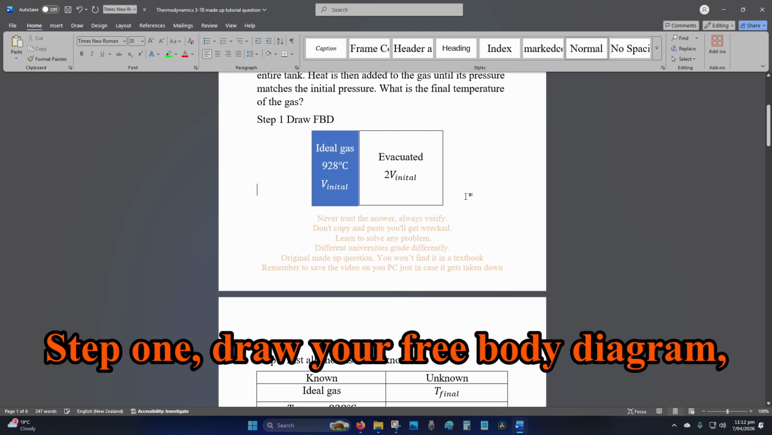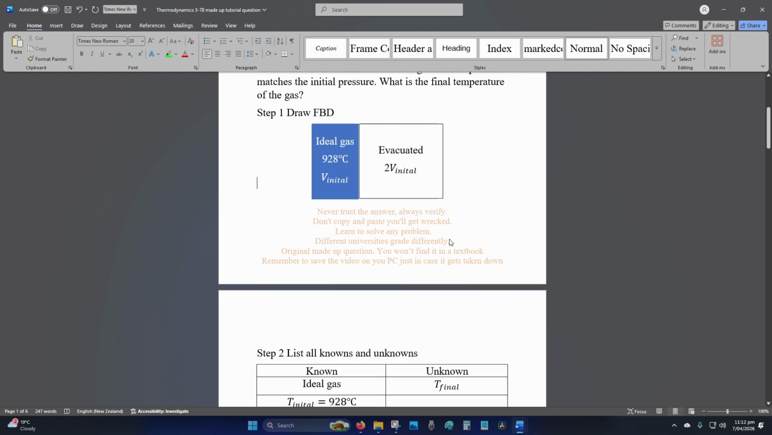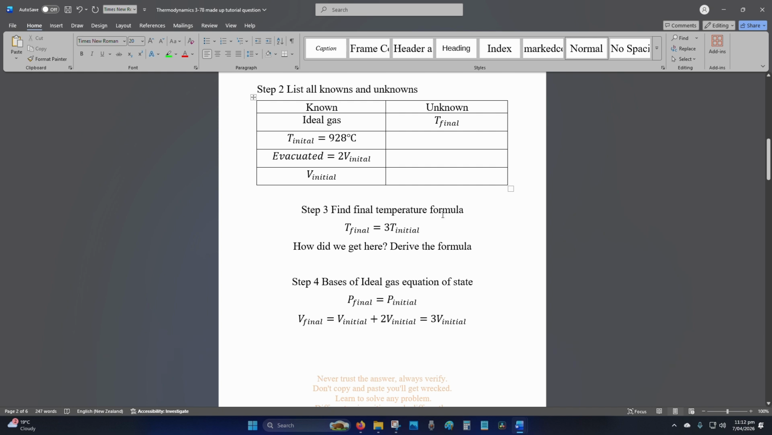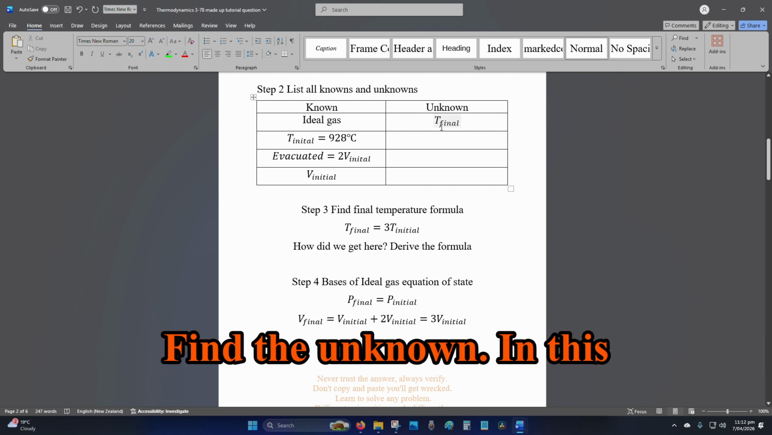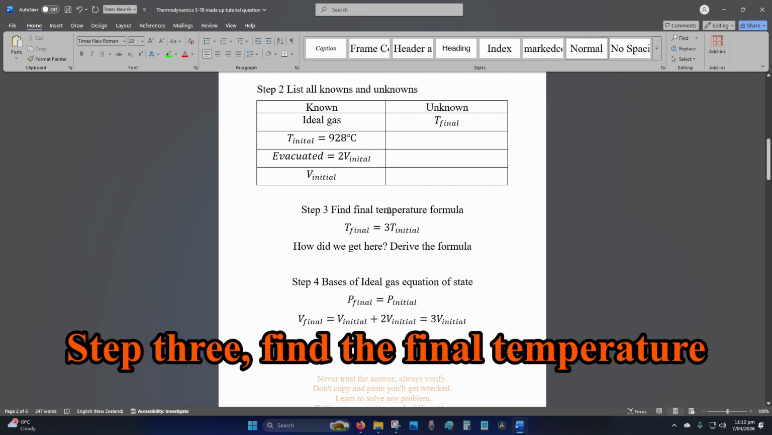Step 1, draw your free body diagram, your FBD. This will help you visualize the problem. Step 2, list all the given variables, find the unknown. In this case, it's the final temperature. Step 3, find the final temperature formula.